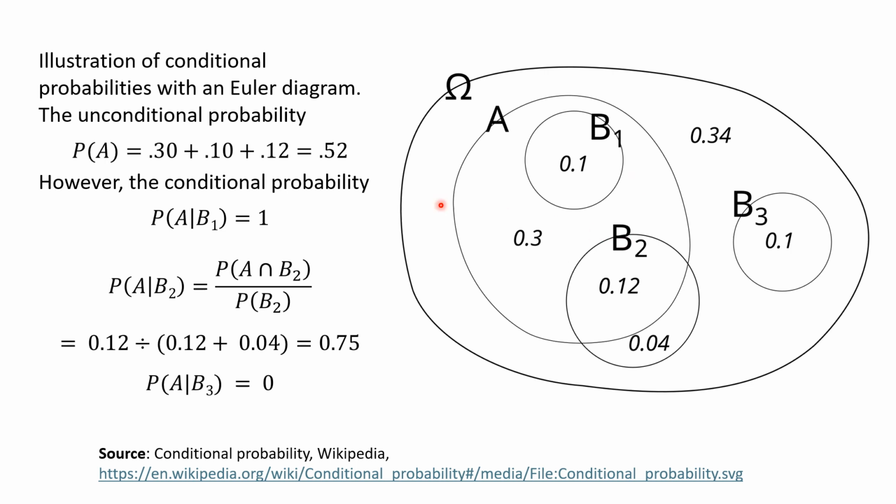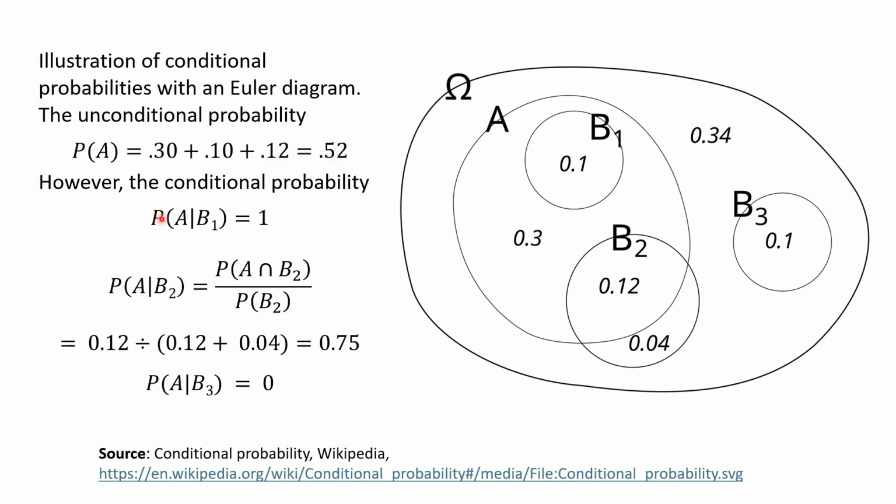So we have a few different examples. I took this out of Wikipedia. I've given the reference here. So the unconditional probability of A is we just need to add up the probabilities inside our circle or our region. So 0.3 plus 0.1, and then just part of B2 is an A, so it's just 0.12. Then we add those three and we get 0.52.